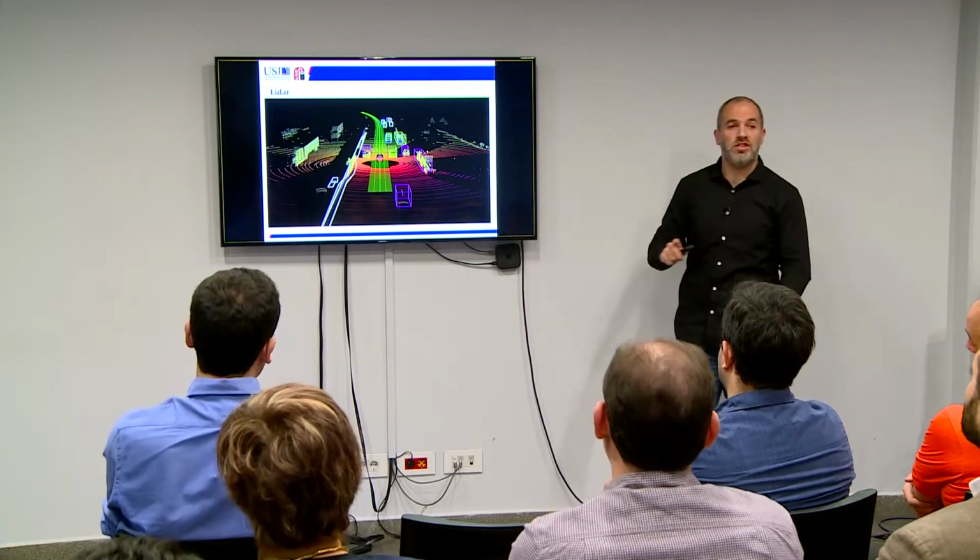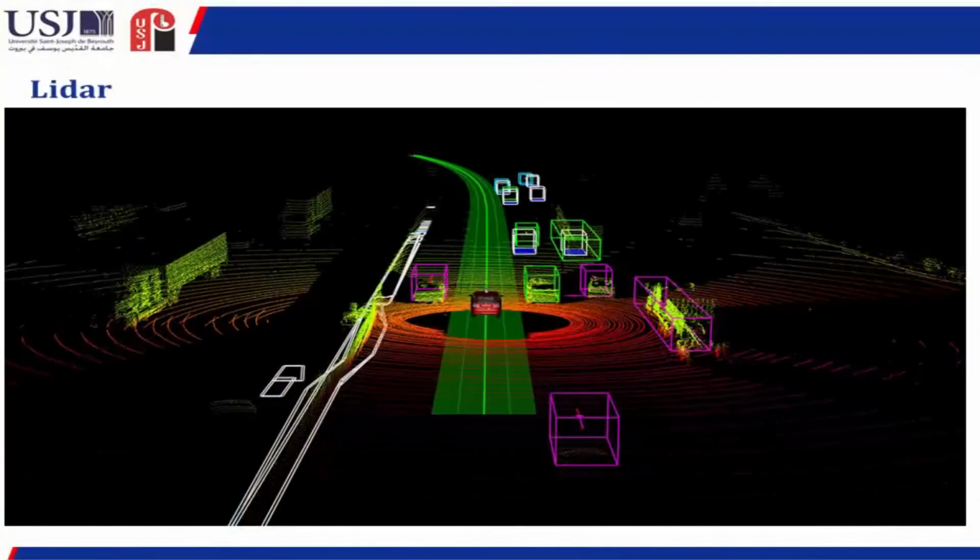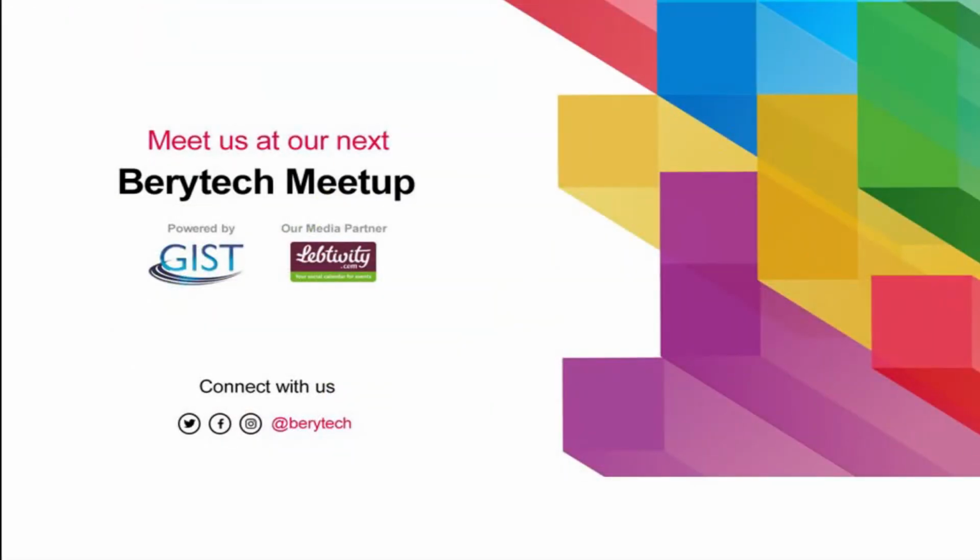This is the LiDAR image. This is how the car sees. And this is what we did: we put these bounding boxes around interesting objects using only LiDAR data.